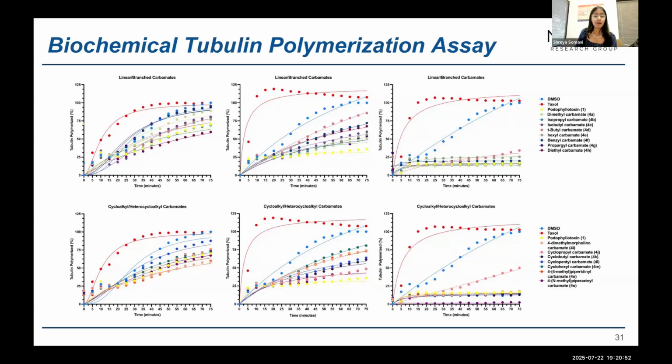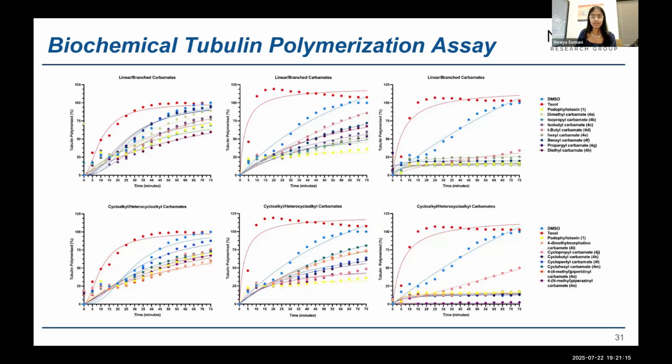In our case, we want our compounds to inhibit the polymerization of tubulin and prevent it from actually forming these spindle fibers. We have 3 different controls in this assay. One is Taxol, which is shown in red. Taxol is a known tubulin polymerizer, and so it will have a very high activity in this assay.